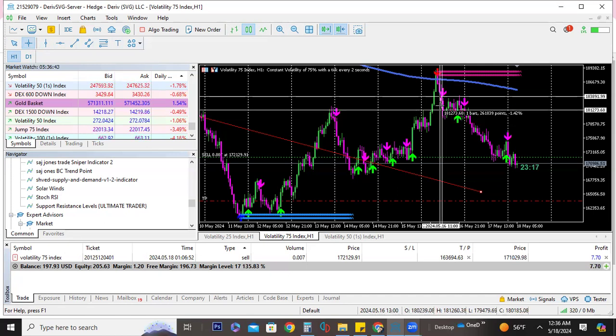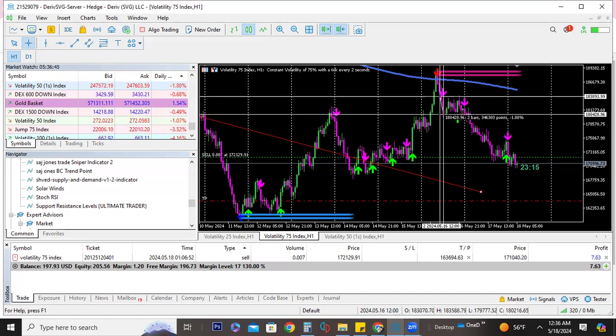This is a 2 hour candle. One candle, 2 hours. 2 hours, you're making money.